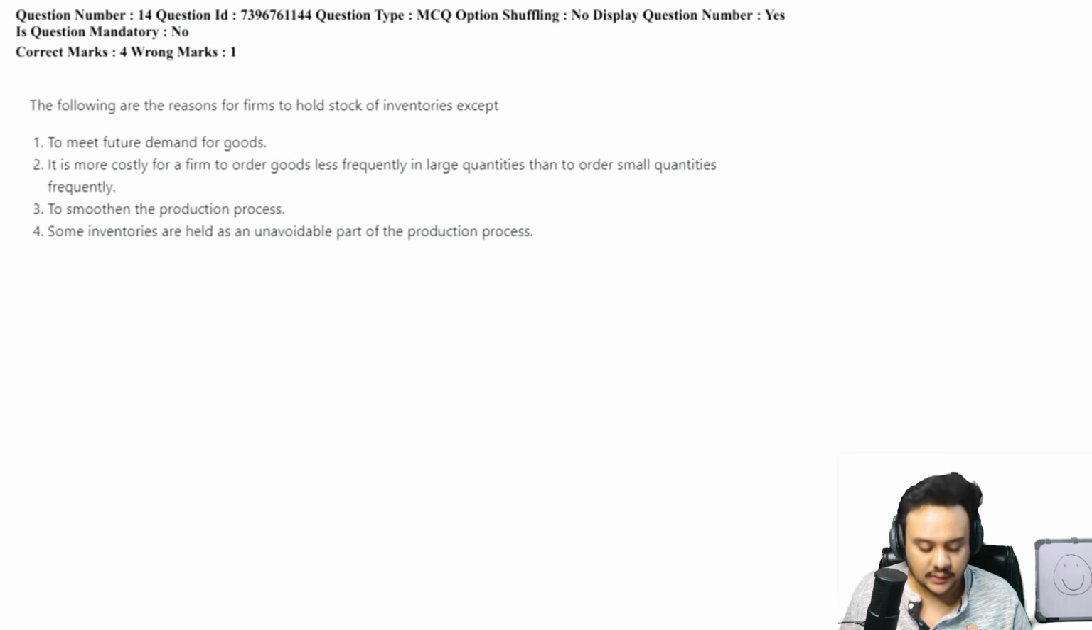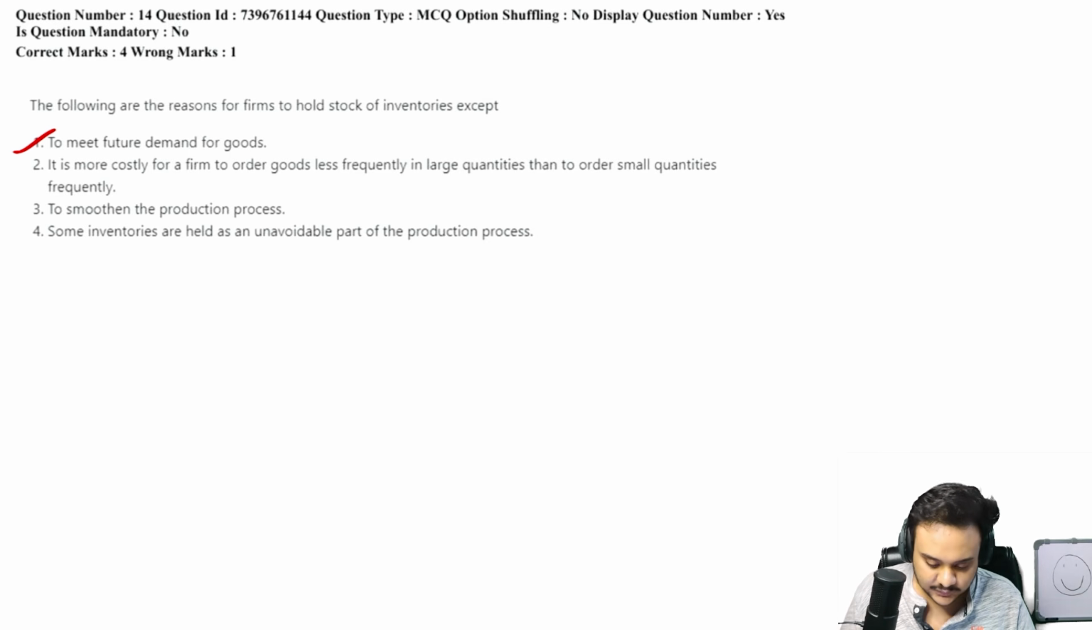Alright guys, the 14th one says that the following are the reasons for firms to hold stock of inventories, except which of the following; again, find the wrong one. To meet future demands for goods, obviously. Why would a firm hold stock of inventories? Just think about it logically. This is mentioned in the syllabus straight up. Even if you haven't read up on it, just try to answer it logically. You will be able to get to the answer because the questions are very easy.